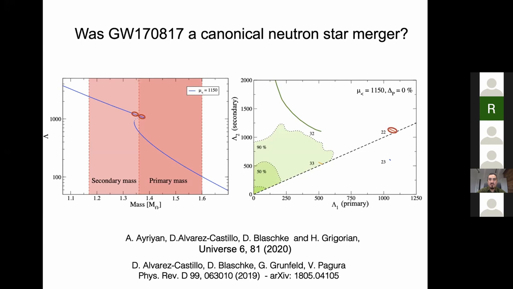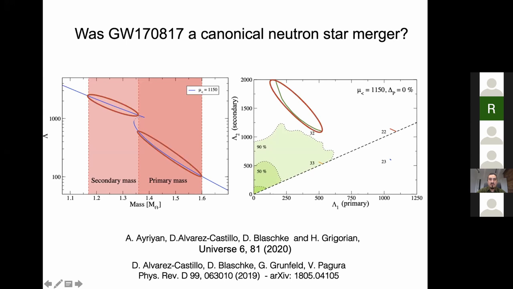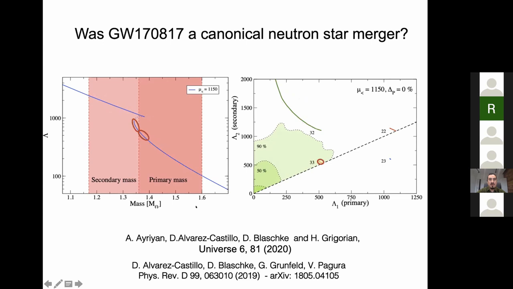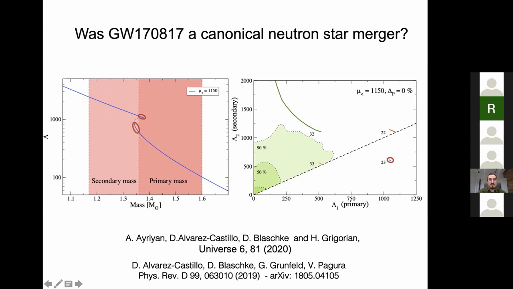In the next case, we can consider the secondary mass lying on the second branch, but the primary mass lying on the third branch. So this will be 3 and 2. Other possibility is that both of them lie on the third branch. So this will be this 3 and 3, and the other possibility is that the secondary mass is on the second branch, and the primary mass on the third branch. So this will be 2 and 3.